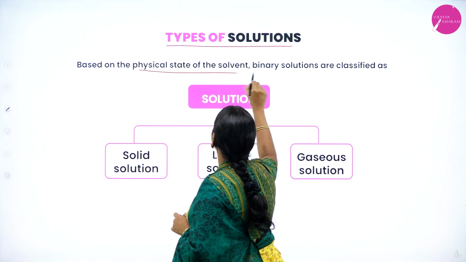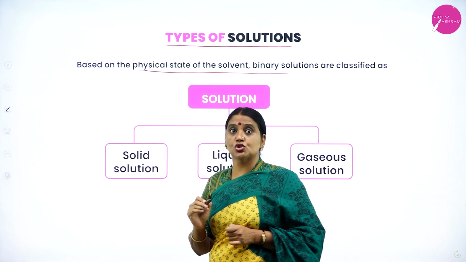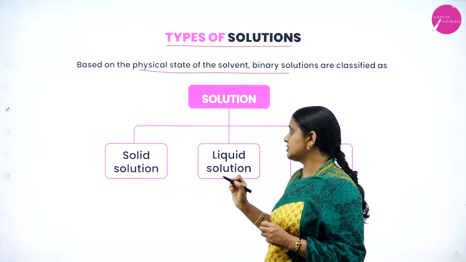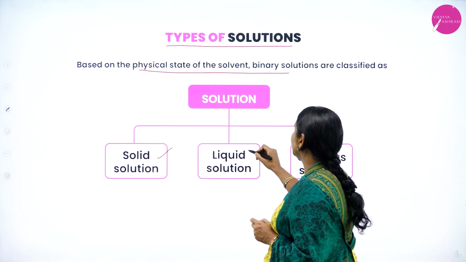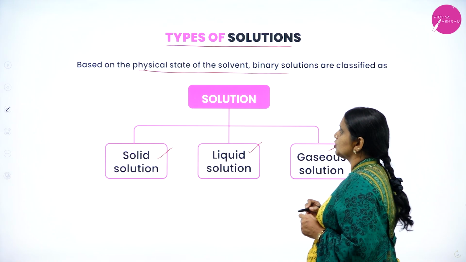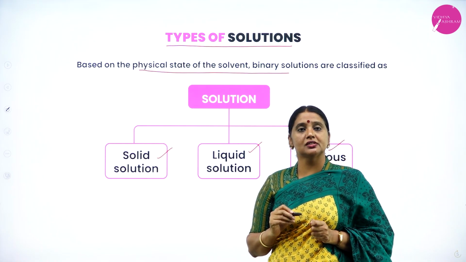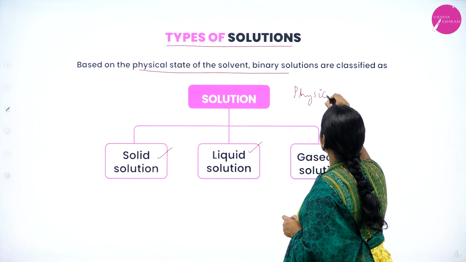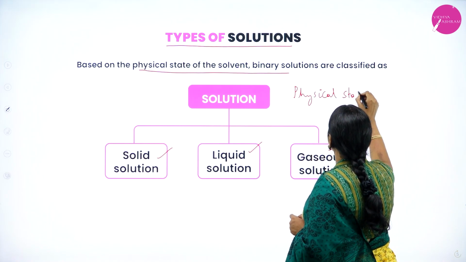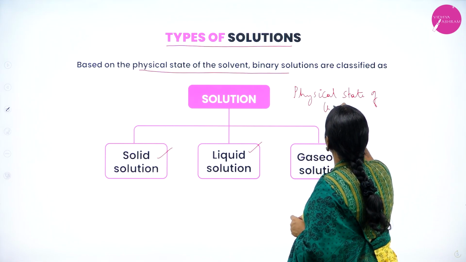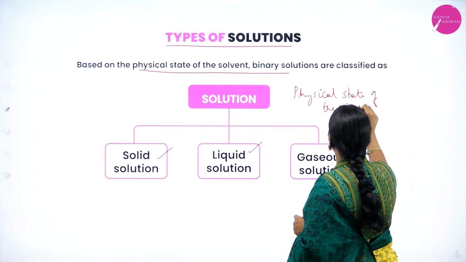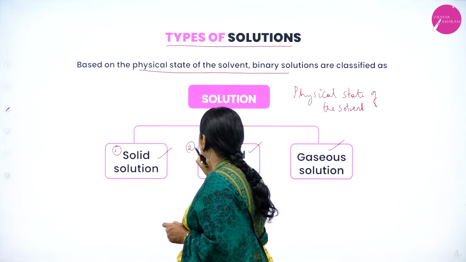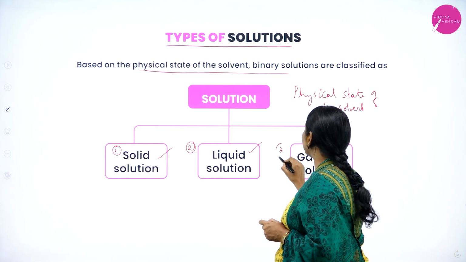Now, types of solution. Based on the physical state of the solvent, there are three types of solutions: solid solution, liquid solution, gaseous solution. What are the three types? The first type is solid solution, the second type is liquid solution, the third type is gaseous solution.